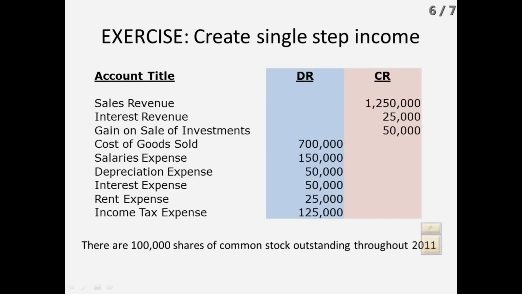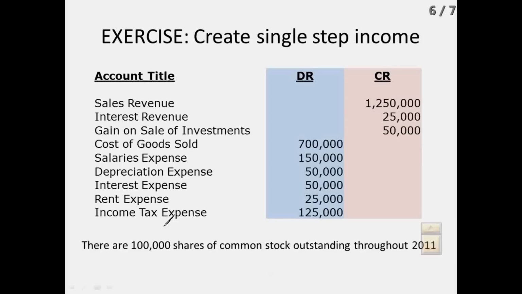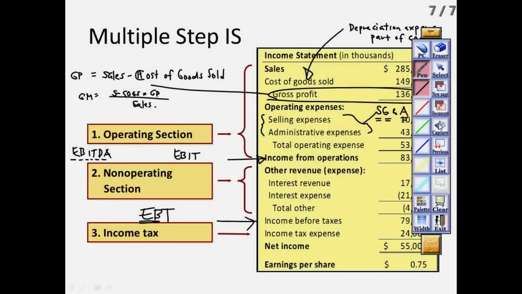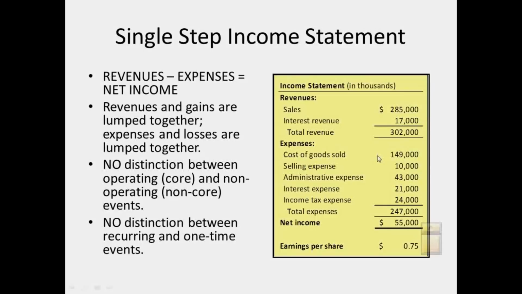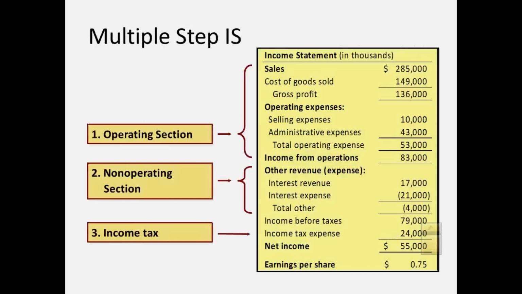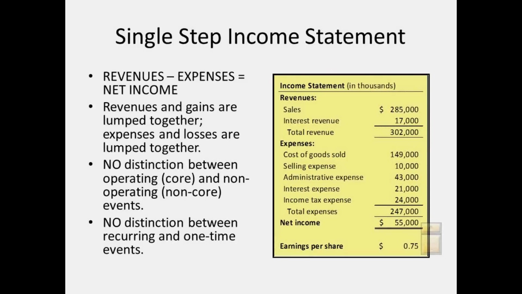Do we have a number that's different than the one we had on our multi-step income statement? No, we do not. It's exactly the same. It's not like I'm telling you new information. I told you $55,000 is income on the single step, and I'm telling you $55,000 is income on the multi-step. So have I told you anything different? Is this more useful? It's more detailed. All the items are the same, though. So is it more detailed?